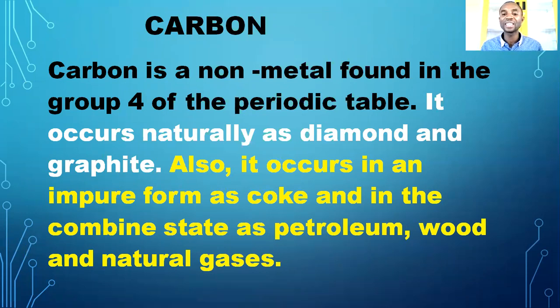It occurs naturally as diamond and graphite. It's a non-metallic element in the periodic table. It belongs to group 4 of the periodic table. Now, it occurs naturally as diamond and graphite. Also, it occurs in an impure form as coke, and in combined state as petroleum, which is crude oil, wood, and natural gases. These are the areas that we can get carbon in a large quantity.